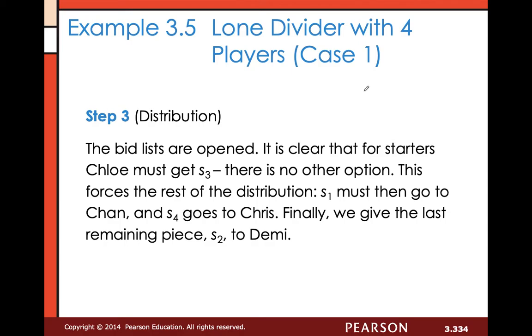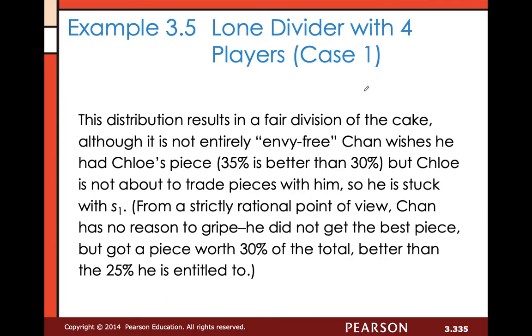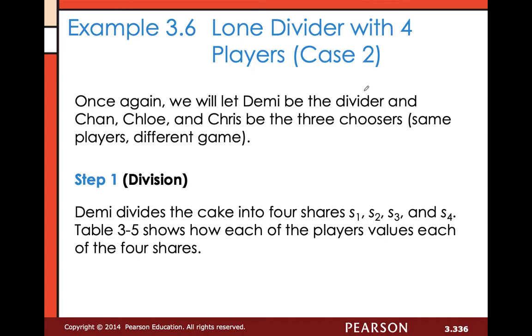So the bid lists are open, and clearly, for starters, Chloe has to get S3. Like we mentioned, there was no other option. Then this forces the rest of it. S1 had to go to Chan, S4 had to go to Chris, and finally we get the last piece to Demi. So this results in a fair division, although not entirely envy-free, as mentioned before. Chan is going to wish he had Chloe's piece, but Chloe's not about to trade pieces with him, so he's going to be stuck with S1. From a strictly rational point of view, though, Chan really doesn't have any reason to gripe. Like we mentioned, he still ends up with 30%, which is more than the 25 that he was entitled to, so he's still coming out ahead.